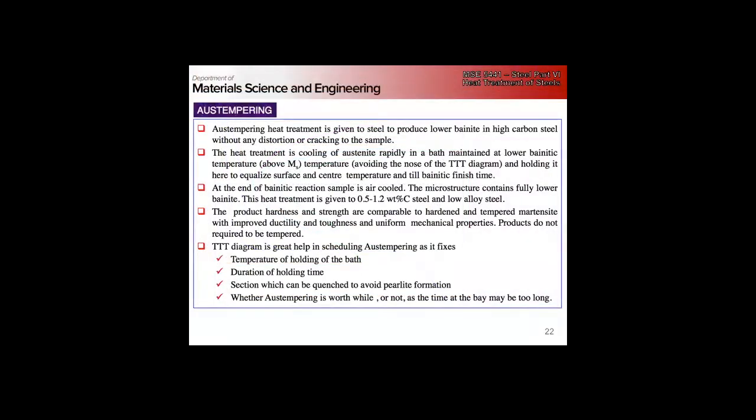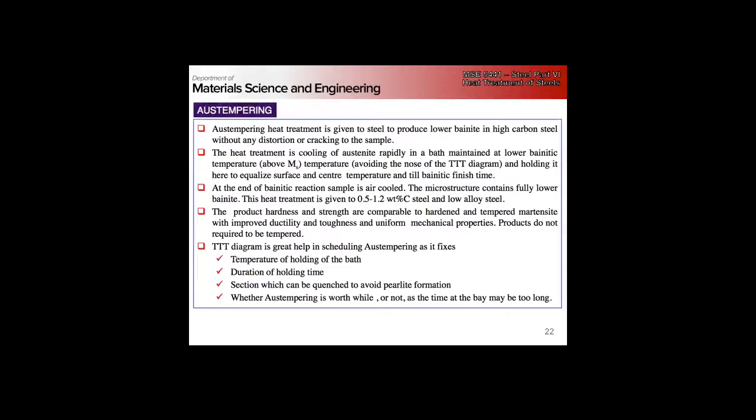So the end of this is that we have a structure that contains fully lower bainite, and this is often given to high carbon steels and low alloy steels. And the idea is we now have a single heat treatment process that gives us hardness and strength that's comparable to hardened and then tempered martensite, right?